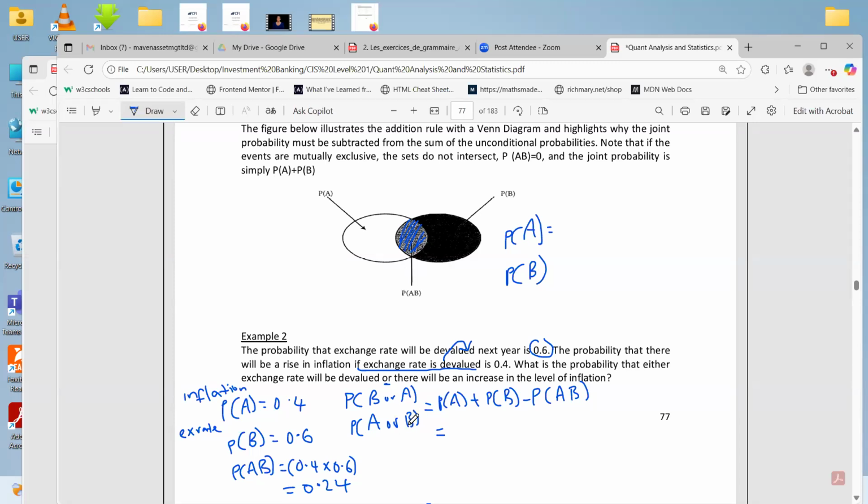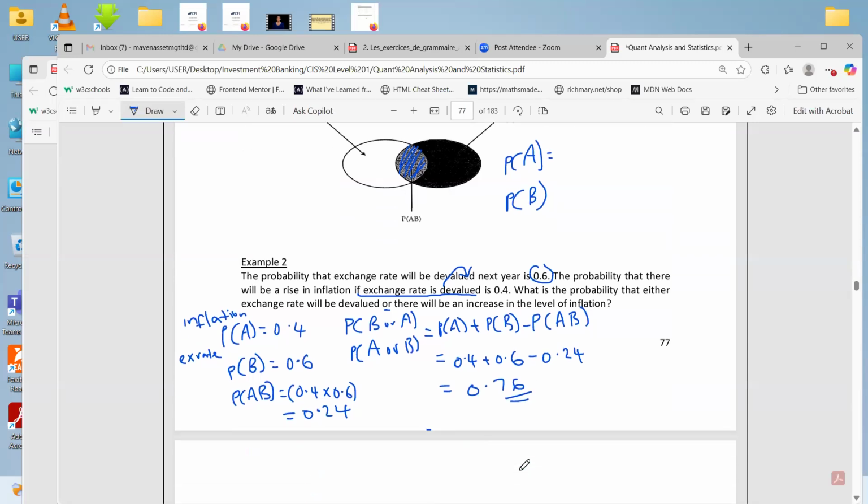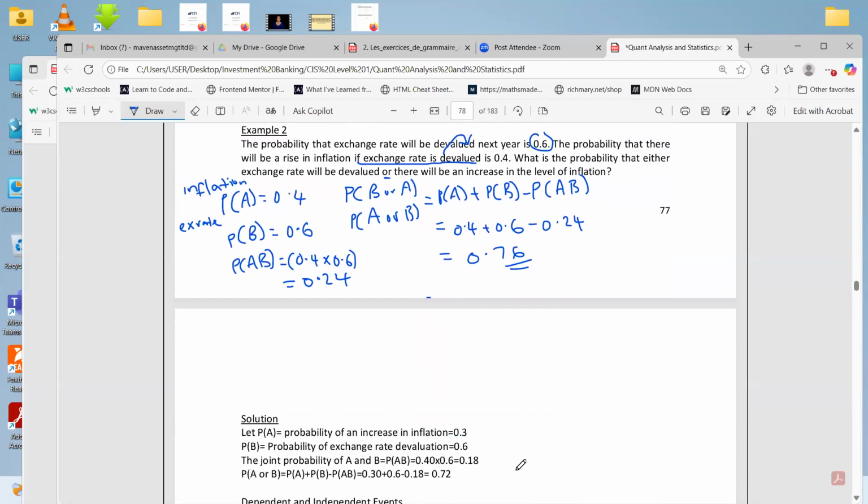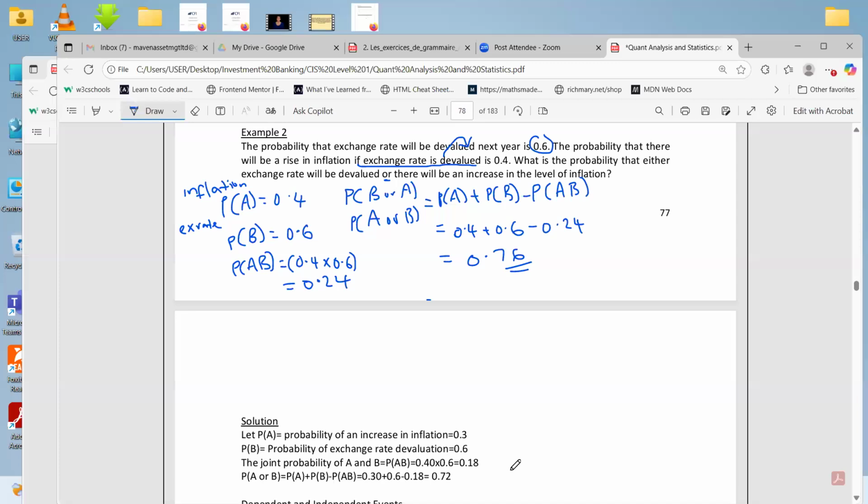Bearing in mind that B is the condition on which A came about, and that led us to use this formula. So it goes probability of A 0.4, probability of B 0.6, minus probability of A and B, the intersection 0.24. So when we do this, 1 minus this, it should be 0.76. Are we together, guys? 0.76 or 0.72?